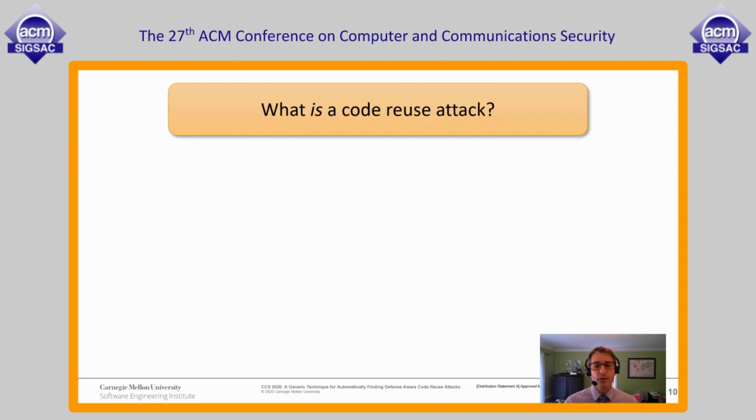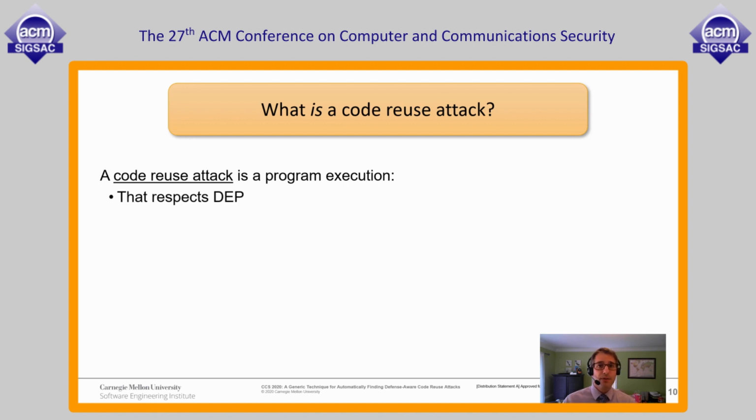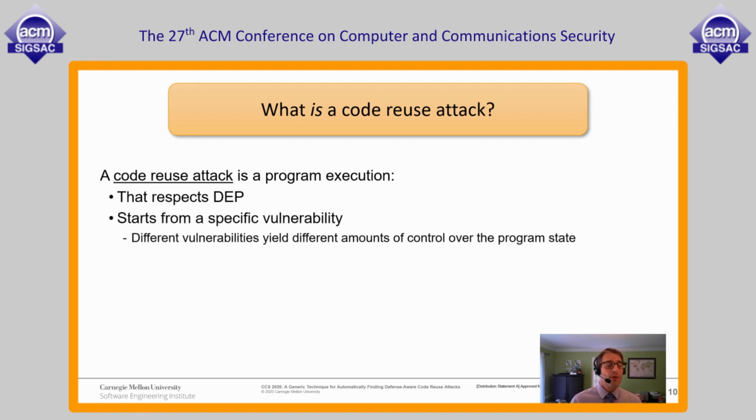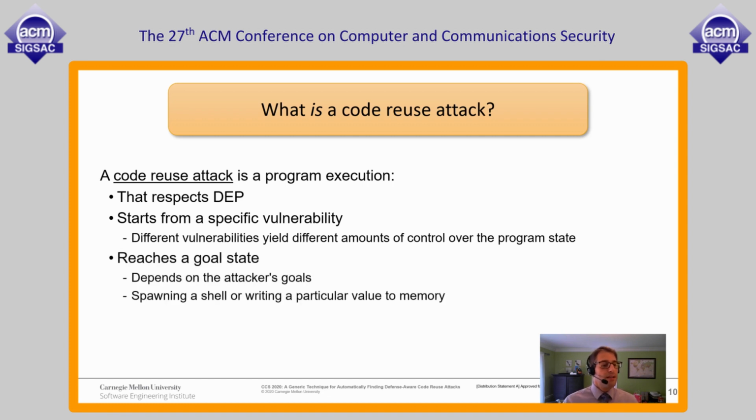So the way that we started about this was to come up with a definition for what a code reuse attack really is. And so a code reuse attack is a program execution. It respects DEP, right? So it's not using shellcode. The program execution starts at a designated vulnerability. And the reason this is important is because different vulnerabilities can give us different amounts of control over the program state, and that can allow us to do different types of things. The execution eventually gets to a goal state. And the goal state depends on what the attacker is trying to do. So this could be something like spawning a shell or writing some value into memory, for instance.